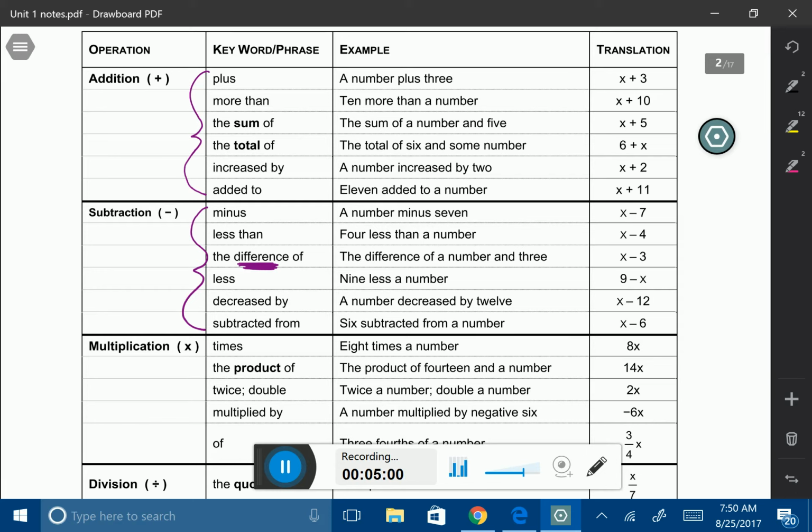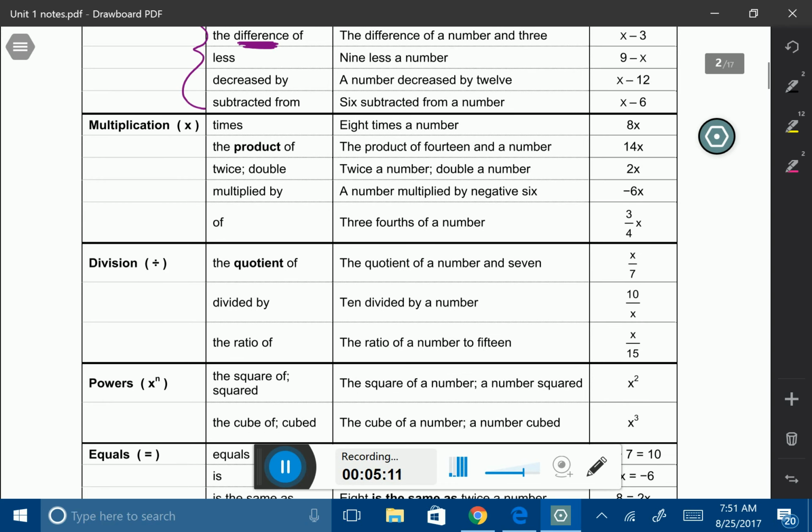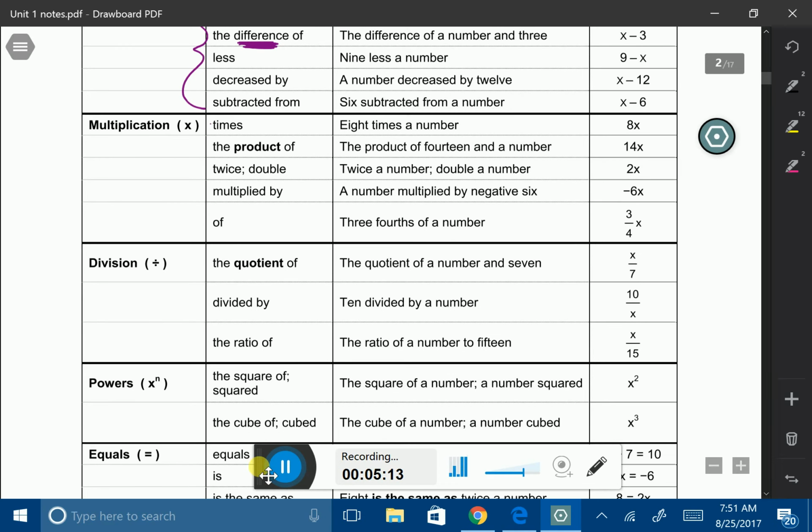Remember, at any time during these videos, feel free to just pause it and copy down these words in your notes. It's a great way to help you remember them. Okay, multiplication. Here are the most frequent ones we use.